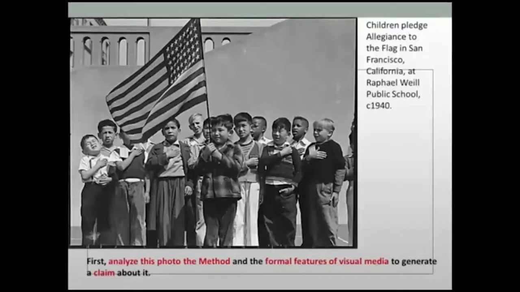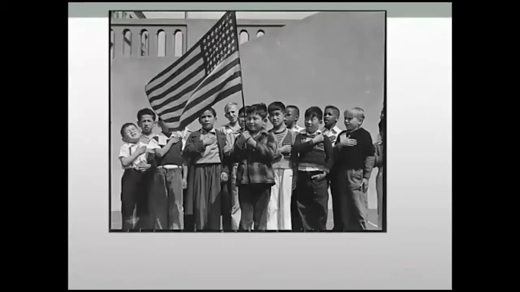Let's take a moment to look at this photo by Dorothea Lange. Taken sometime close to 1940, it shows school children reciting the Pledge of Allegiance. To make a good claim about this photo, we should analyze it using a combination of the method and the visual skills we learned at the beginning of Unit 3. Using the method, I can note an interesting detail. Many of these children are of diverse ethnicities and backgrounds.